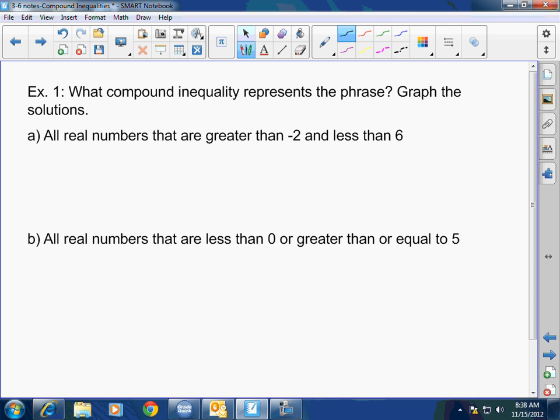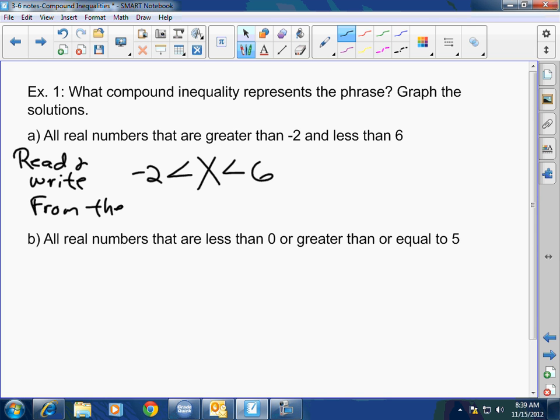Always start from the variable. So guys, check it out. X is greater than negative 2, but it's also less than 6. Read and write from the variable. If you don't do that, guys, you're going to get it wrong, unfortunately.